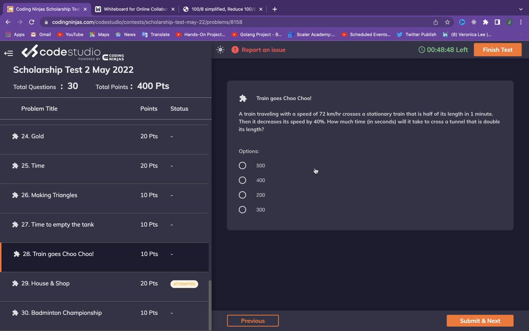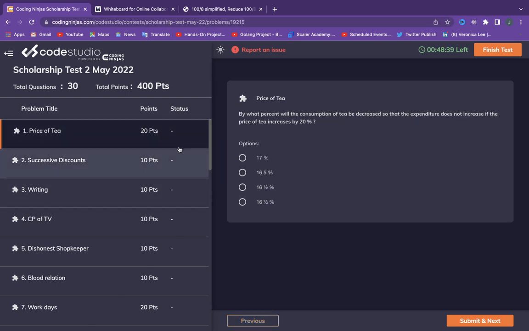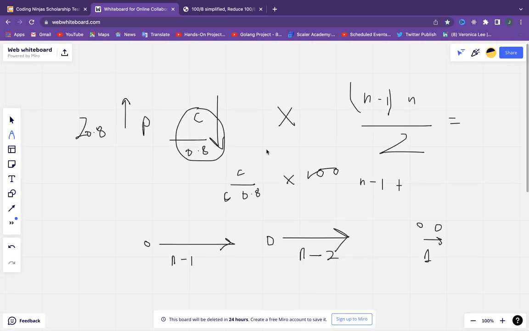Train traveling with a speed of 72. This is bullshit, man. Why am I solving these questions? And why am I not able to solve these questions? That's messed up. And what are these values and why are these values like these? What is the calculation I did for this?